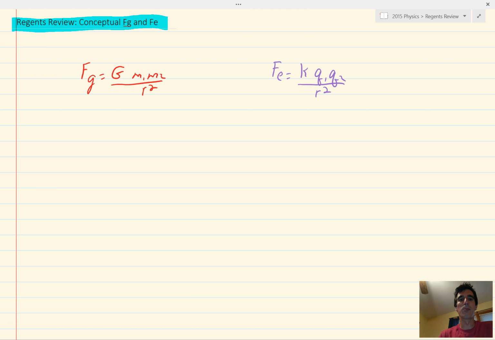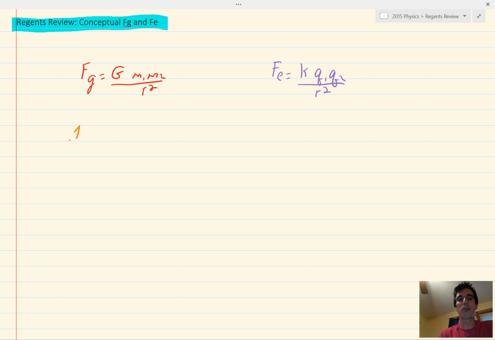In this case, m1 and m2 are the mass of the objects, and r is the distance between the two objects. q1 and q2 are the charges of the objects, and r is also the distance between the centers of the objects. G and ke are both constants, and we'll look at those in the next video.